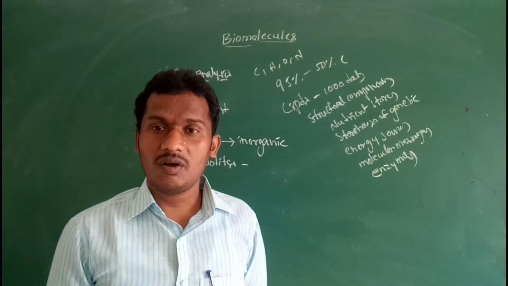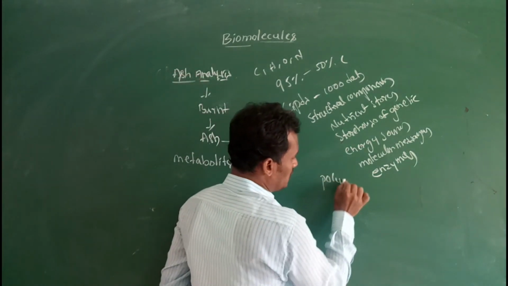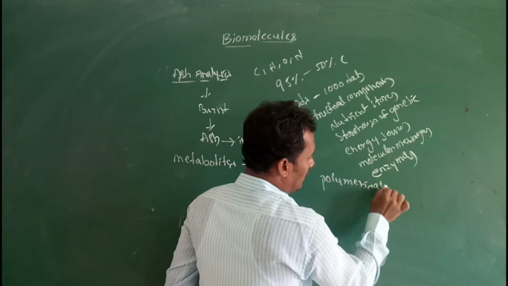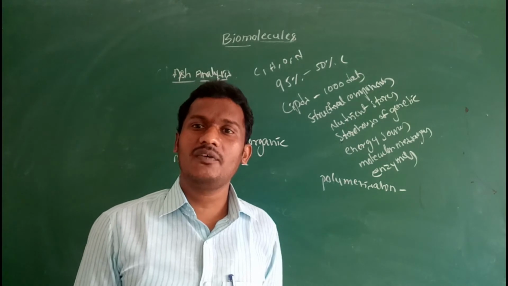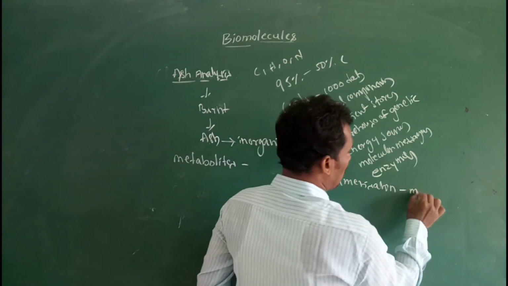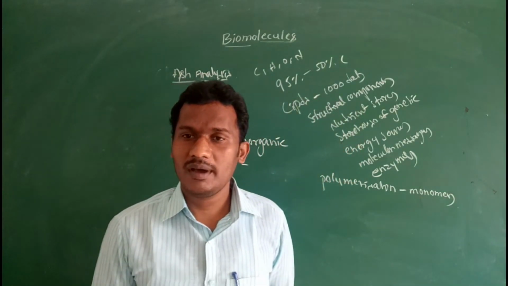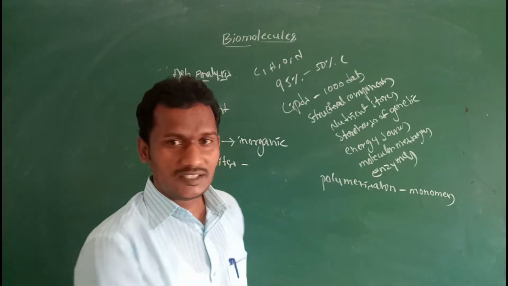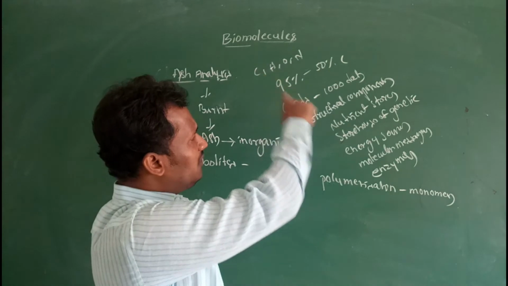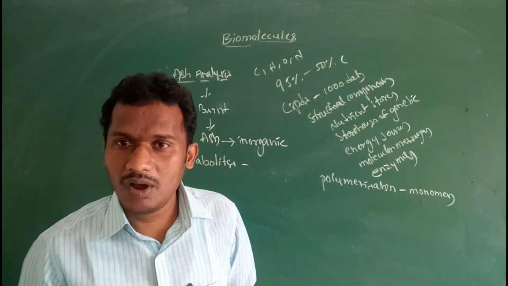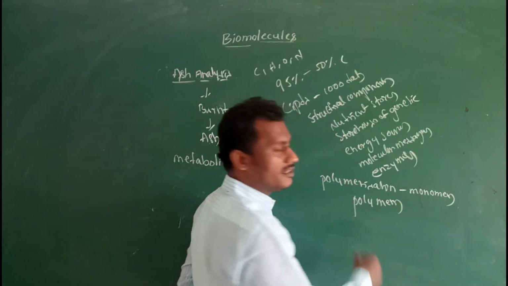Then, in biomacromolecules, except lipids, all are formed by polymerization or condensation of subunits. These subunits are called monomers. By the polymerization of these monomers, by combining these monomers, these large macromolecules are formed. These are nothing but polymers.